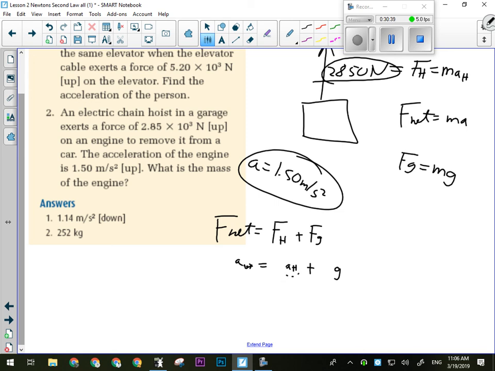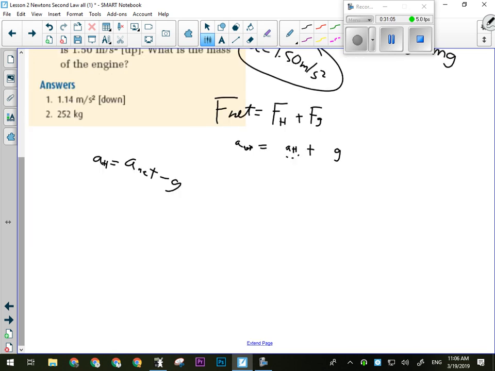We call this the differential acceleration method. Sounds really complex, but really it's just the net acceleration. Net force and net acceleration work the same way. All right, so here's what I'm going to do. I'm going to solve for the acceleration that the hoist could produce alone. And that's going to mean I take the net acceleration and I subtract g. So that's going to be 1.50 minus negative 9.81. Everybody all right with that?